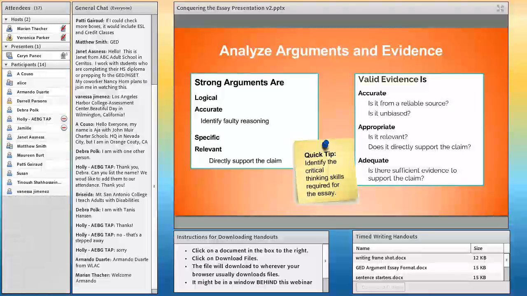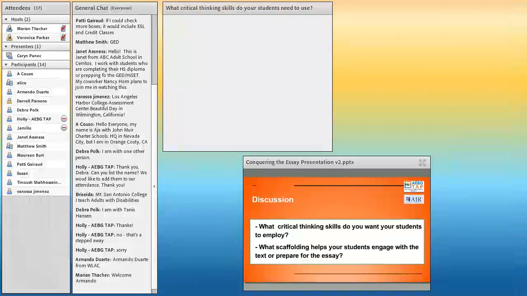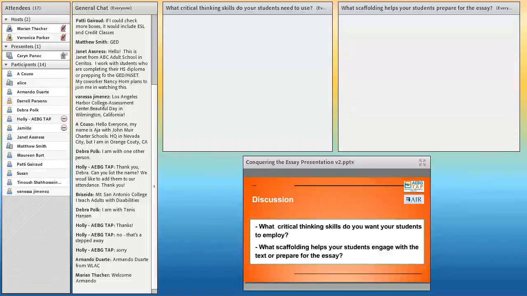Now I'd like to ask you about what critical thinking skills are required for your students. What will your students need to employ? And what scaffolding helps your students engage with the text or prepare for the essay? So there are 2 questions here. If you have any further critical thinking skills that you're working on with your students, please put those in the one chat box. In the second chat box, tell us what other scaffolding, techniques, or structures you give your students to help them engage with the text, organize their ideas, collect data, passages, or information for their analysis. Any kind of scaffolding, any kind of extra support you offer your students. I'll give you a minute to add those responses.